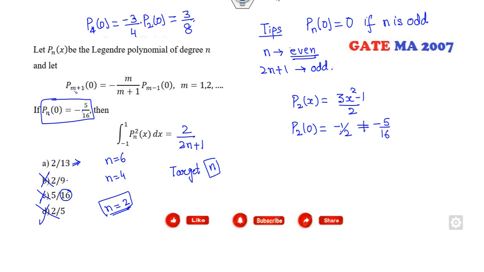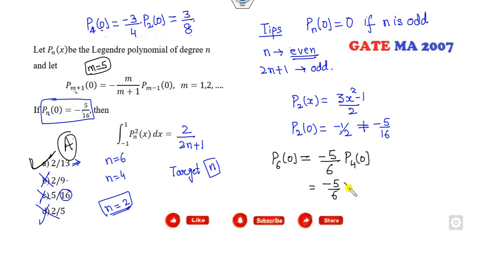Now I can find the p5 by when I substitute n as 5. Fine. So what is that? It's p6 at 0, because only one option is left. So A is my right answer, but we can verify it. N is 5 and p4 at 0. So what is the p4 at 0? It is 3 over 8. So if I multiply this with 3 over 8, you can see minus 5 over 16 is satisfied. So n will be 6. If I substitute here, A is my correct answer. Otherwise you can simply discard the options, you can easily discard the options and get the right answer.